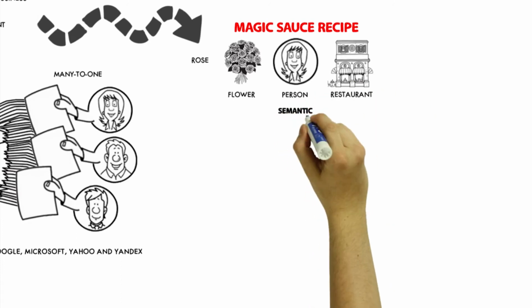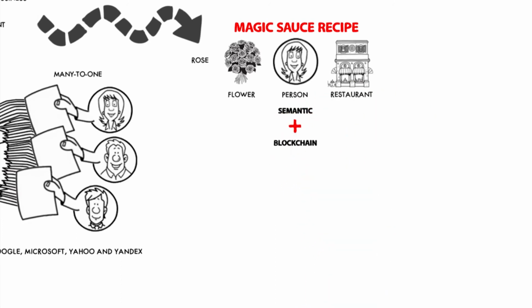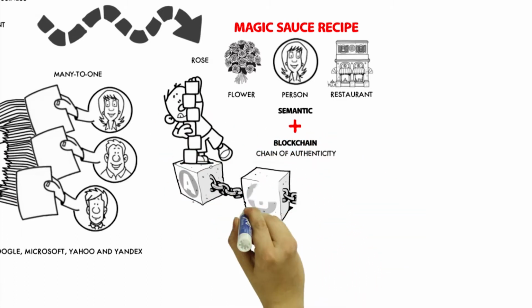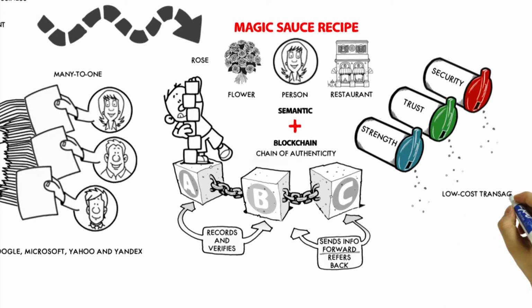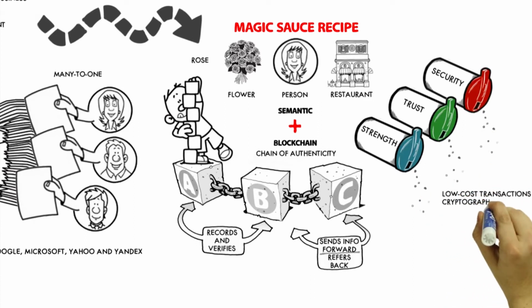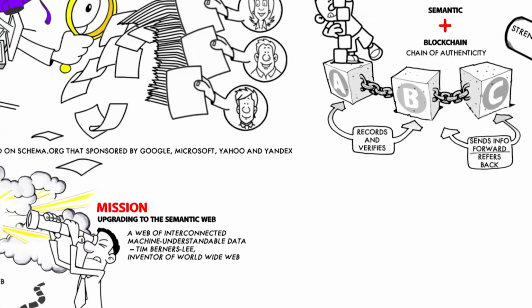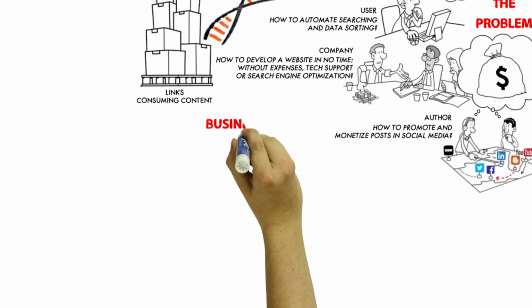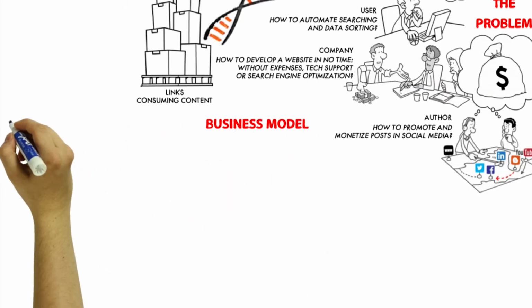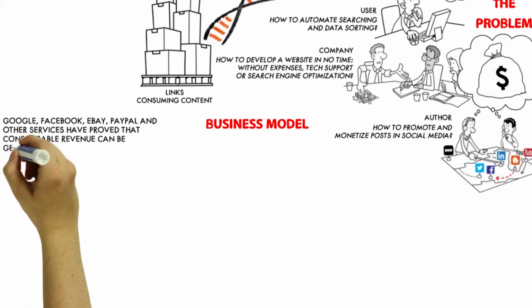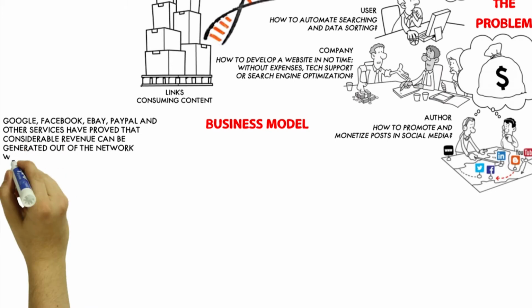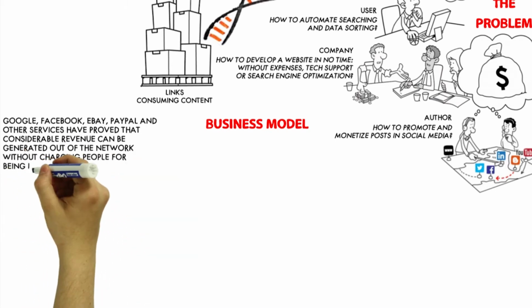The entire project structure is based on the Ethereum Classic blockchain and leverages the opportunities offered by that technology: low transaction fee, cryptography, decentralization, and no censorship. Our business model is based on the idea of a network's value. Google, Facebook, eBay, PayPal, and other services have proved that considerable revenue can be generated out of the network without charging people for being in the network.